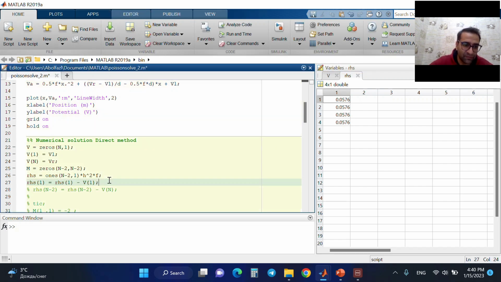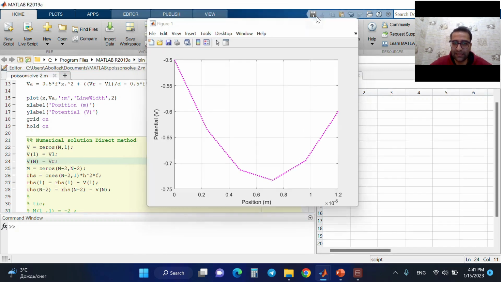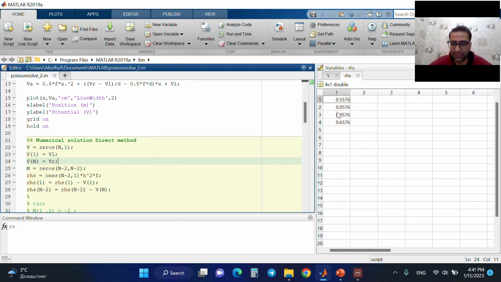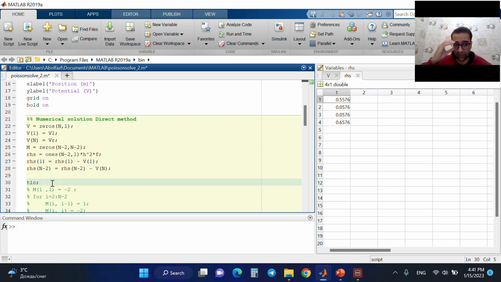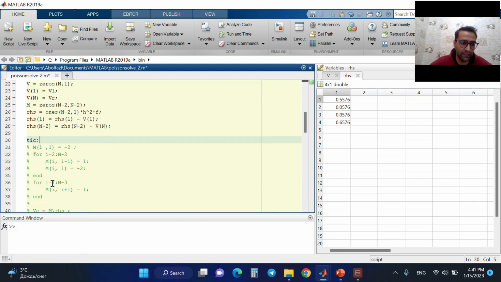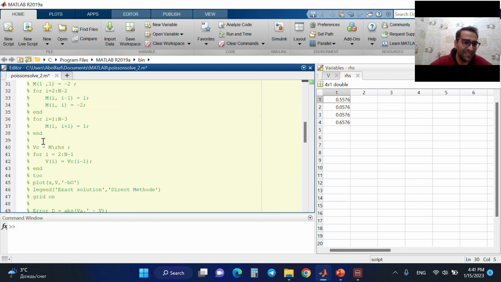Just by adding V1 to the first cell and Vn to the last cell, just check. You see that the first cell and the last cell is changed, but the middle cells are constant. What else? Let's move on. Control T. This command TIC remembers the time of starting of the calculation. By putting TIC here and TOC at the end of calculation, you can measure how much time it takes to calculate everything.